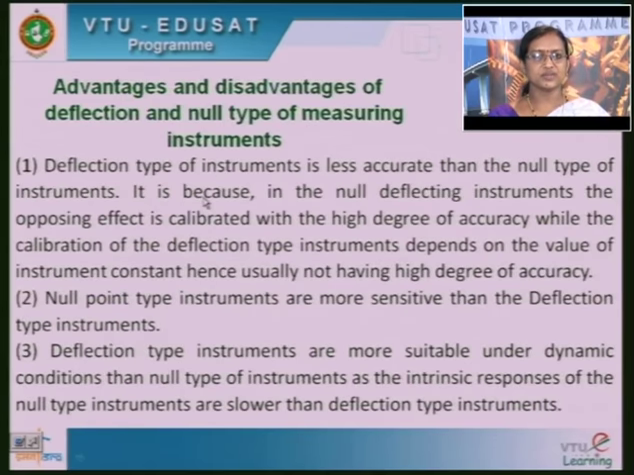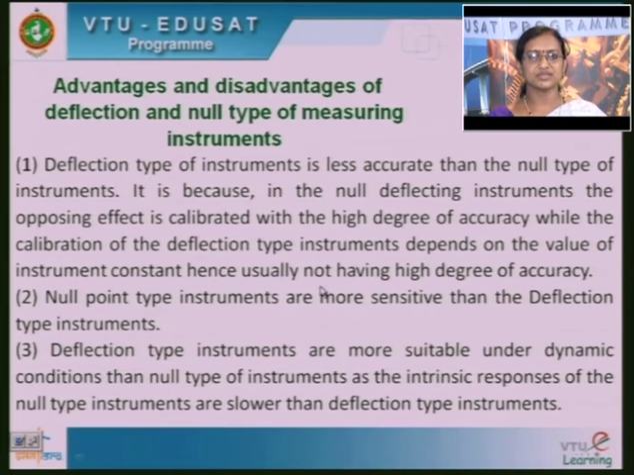Now, you see what are the advantages and disadvantages of deflection and null type measuring instruments. Deflection type instruments are less accurate than null type instruments. It is because in null type instruments, the opposing effect is calibrated with a high degree of accuracy, while the calibration of deflection type instruments depends on the value of the instrument constant, hence usually not having a high degree of accuracy. Null type instruments are also more sensitive than deflection type instruments.